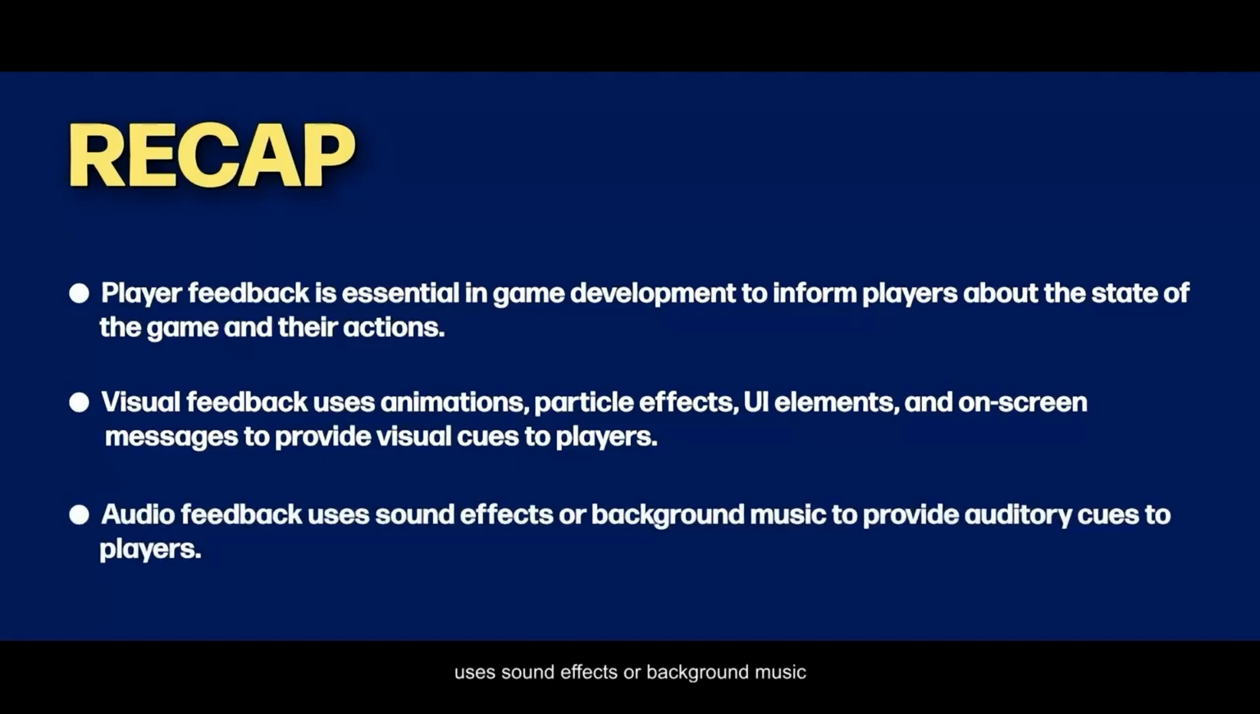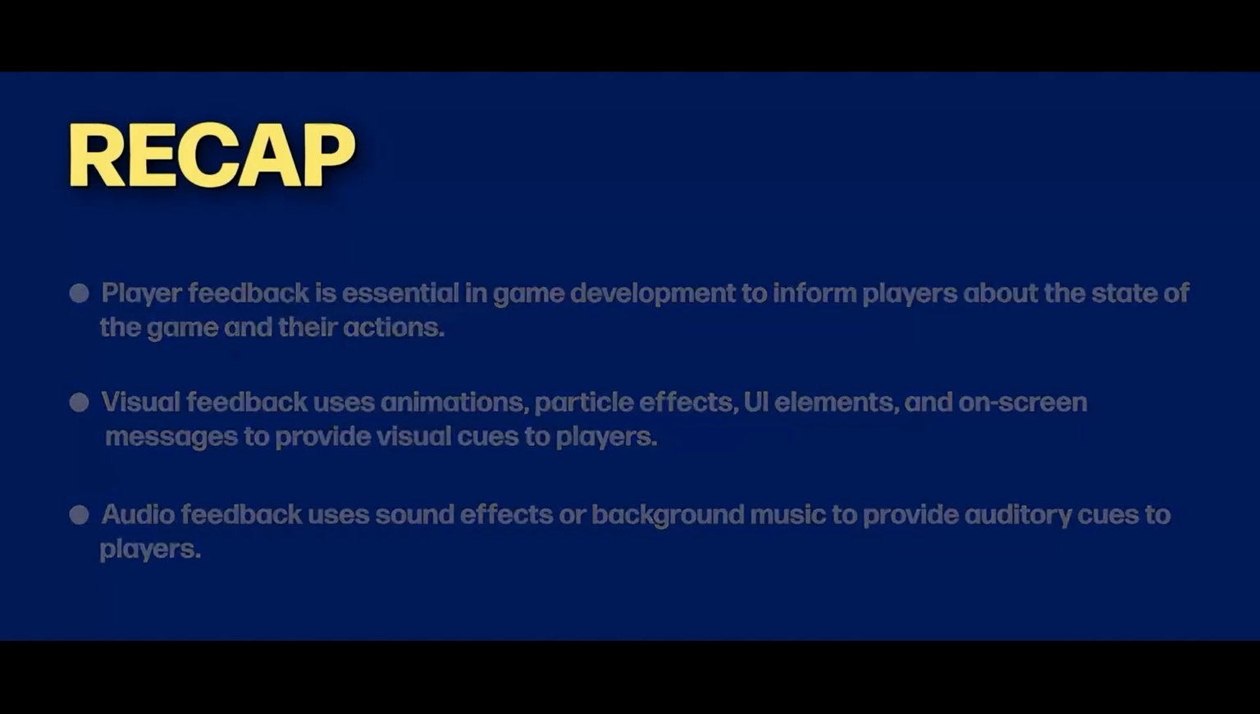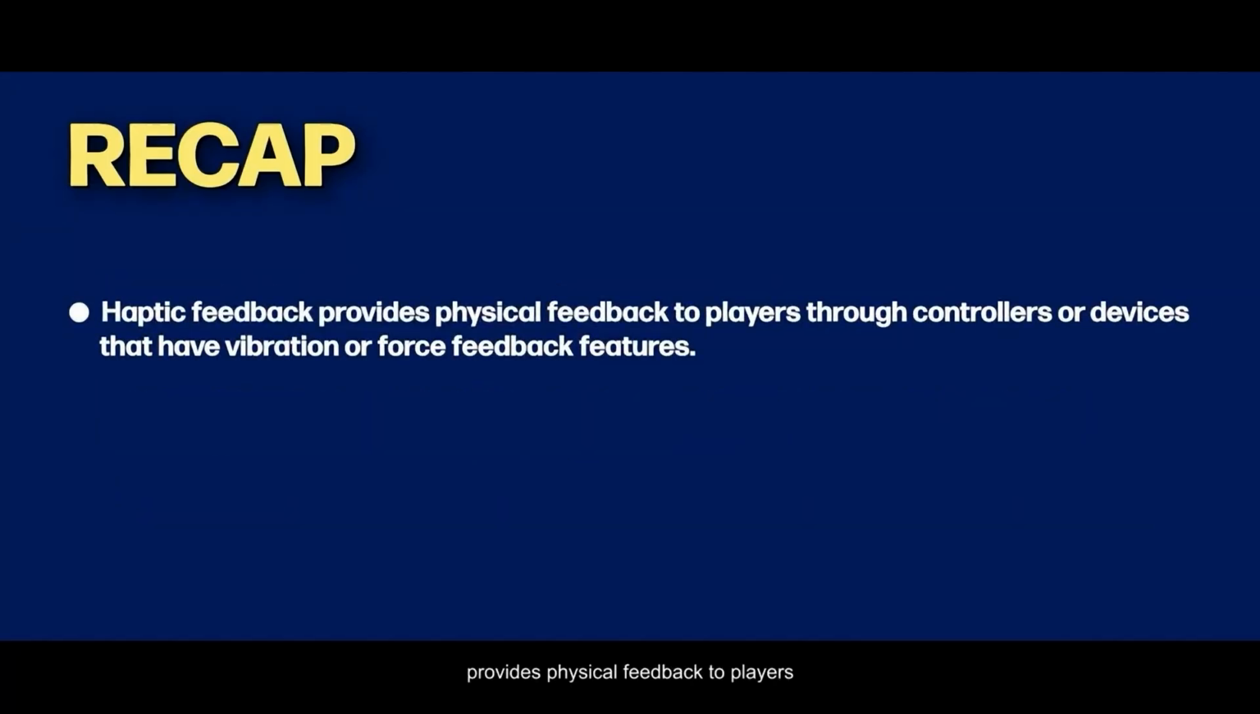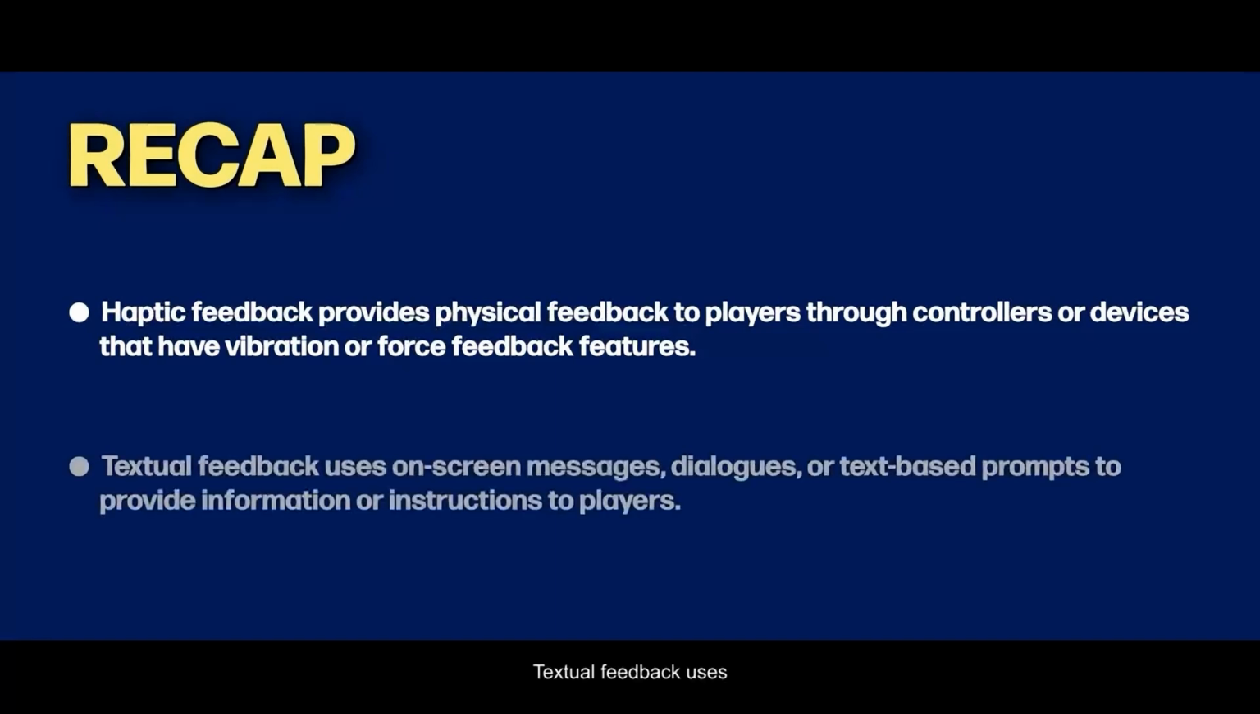Audio feedback uses sound effects or background music to provide auditory cues to players. Haptic feedback provides physical feedback to players through controllers or devices that have vibration or force feedback features. Textual feedback uses on-screen messages, dialogues, or text-based prompts to provide information or instruction to players.